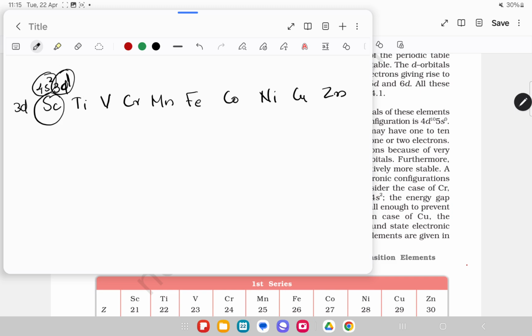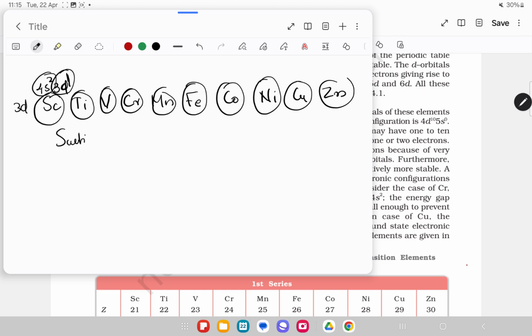How to study this one? I will give a trick: Scooty, Vikraman, Feko, Niku, Zn. Scooty, Vikraman, Feko, Niku, Zn. This is just a trick to study this.